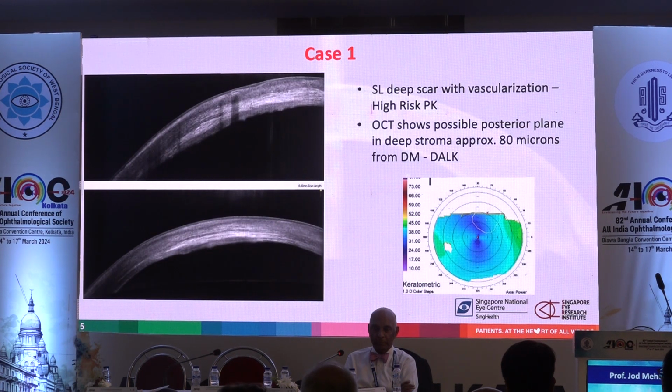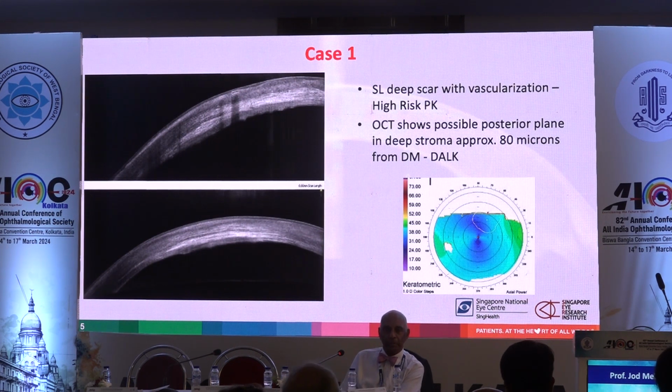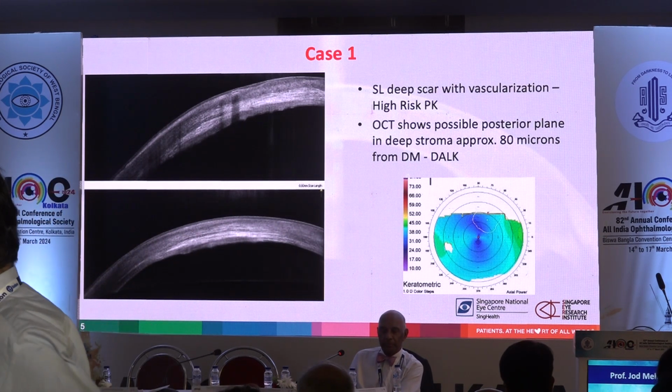If you look at her ASOCT, you can see there's a deep stromal scar, which you can obviously see on the slit lamp, and she has peripheral vascularization, so we know there's a high risk of penetrating keratoplasty, and it's herpes simplex as well. So even higher risk of doing a full thickness PK. I felt there was enough room to do a good DALK surgery.